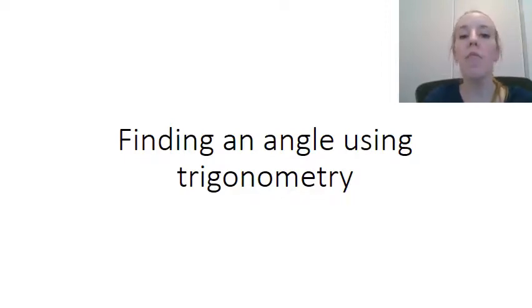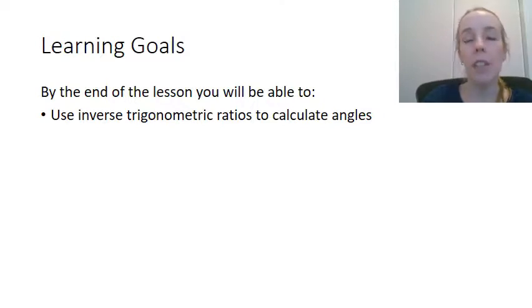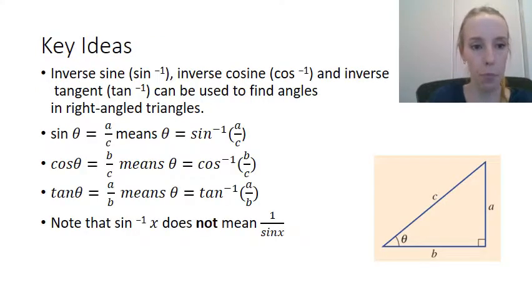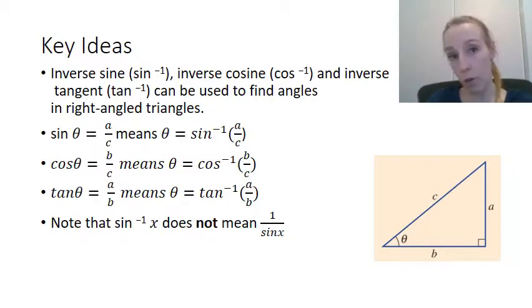Today's video will be on finding an angle using trigonometry. Our learning goal for today: by the end of the lesson you'll be able to use inverse trigonometric ratios to calculate angles. The inverse of sine, which is sine to the -1, the inverse of cosine, which is cos to the -1, and the inverse of tangent, which is tan to the -1, can be used to find angles in right-angled triangles.